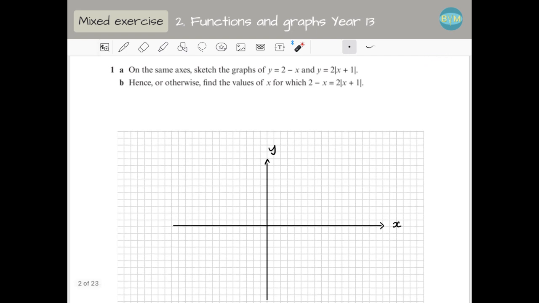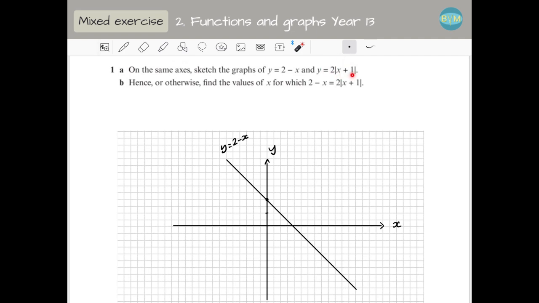So this one is a straight line. The gradient is minus 1. The y-intercept is 2. So if this is the y-intercept, 2, and the gradient is minus 1, we can draw something like this, more or less. Something like this, yeah? This is y equals 2 minus x.